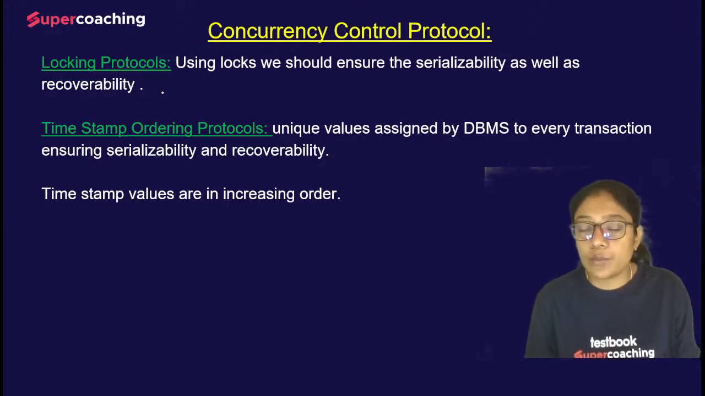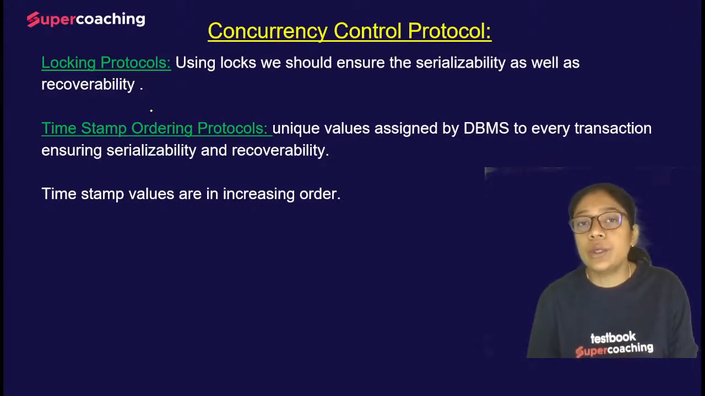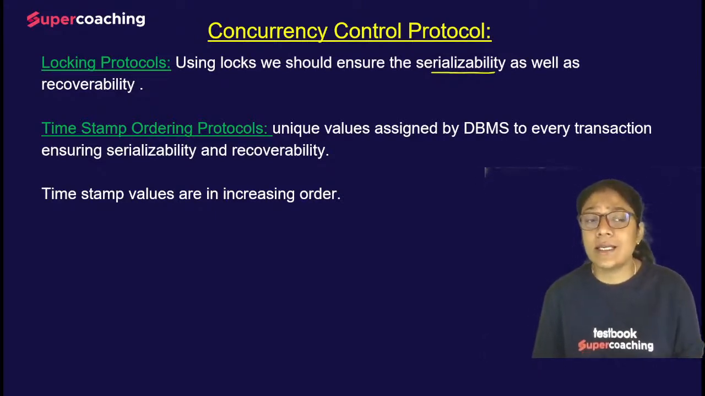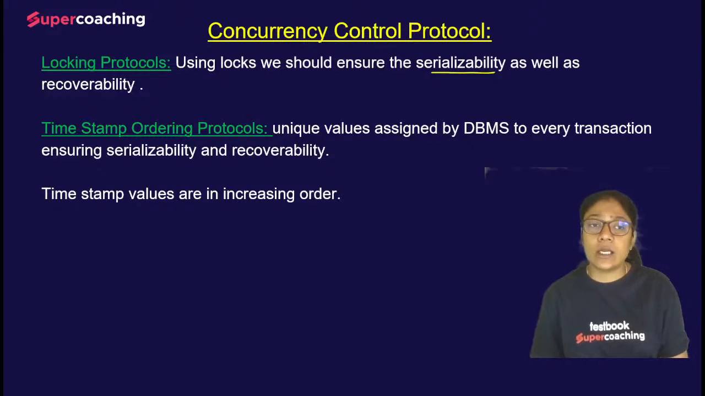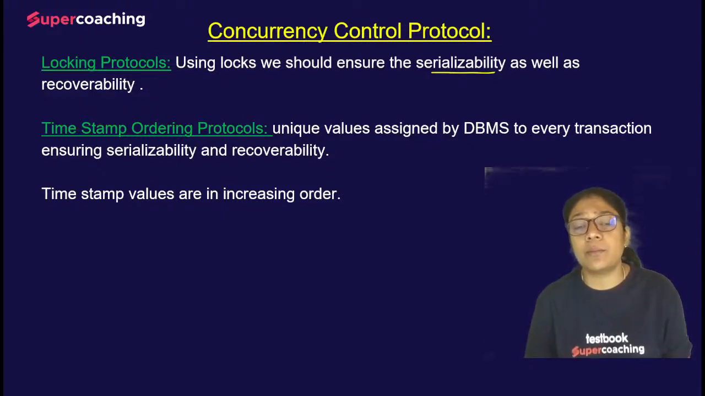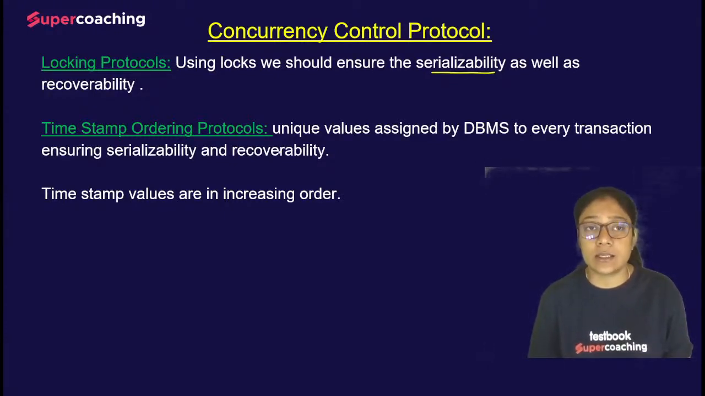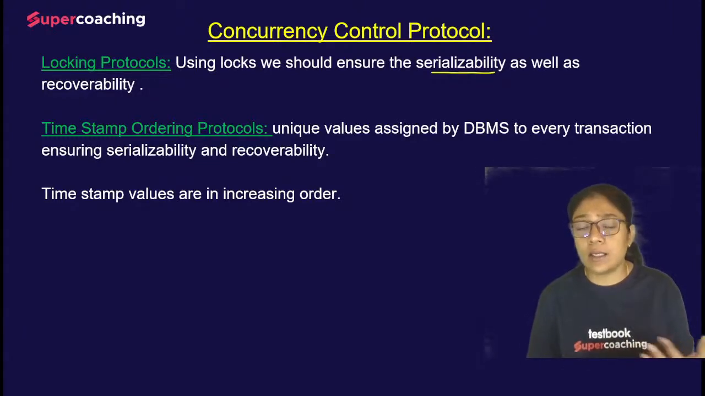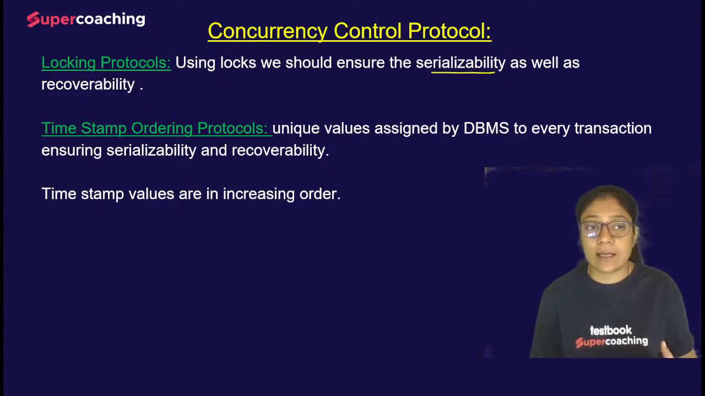One is the locking protocols. Here, we will use the concept of locks to ensure serializability and recoverability. We just discussed that we need concurrency but not at the cost of serializability. Serializability and recoverability should not be lost because otherwise the database may be in an inconsistent state. So locking protocols will use the concept of locks like the binary lock, or under that specifically we have the shared locks and the exclusive locks, like that.